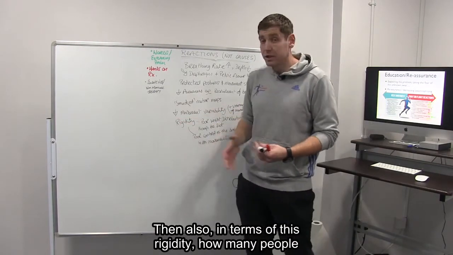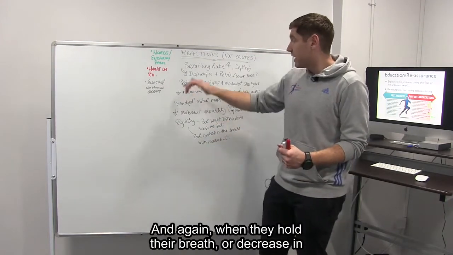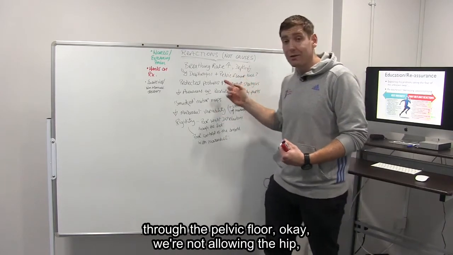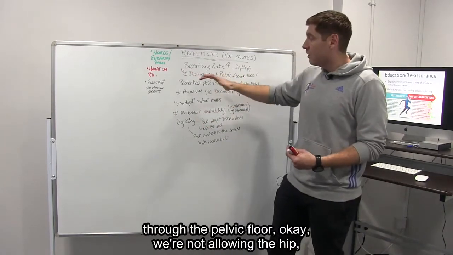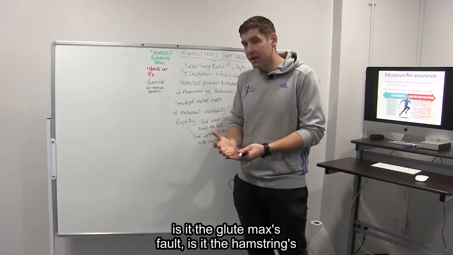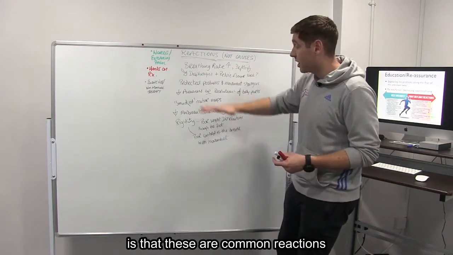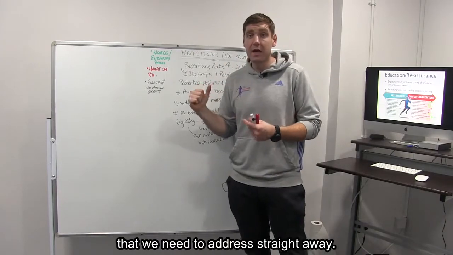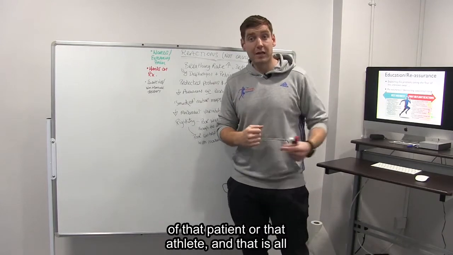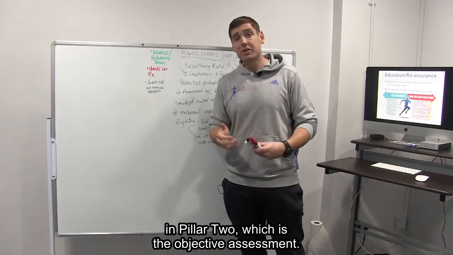Then also in terms of this rigidity, how many people do you see when they move, they hold their breath? And when they hold their breath, we're decreasing movement through the diaphragm, we're decreasing movement through the pelvic floor. We're not allowing the hip, the glute max, to work well. So again, is it the glute max's fault? Is it the hamstring's fault? I don't know, but one thing that I do know is these are common reactions that we need to address straight away. The true stressors are going to lie in the story of that patient or that athlete, and that was all covered in pillar 1. And then we're really zoning in on pillar 2, which is the objective assessment.